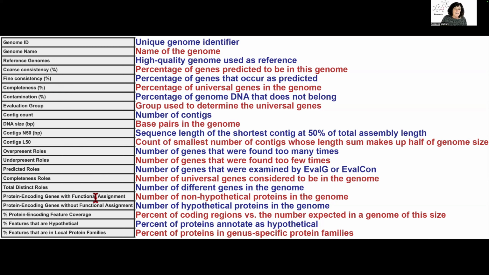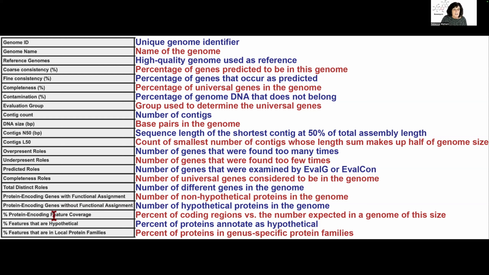Protein encoding genes with a functional assignment, those are the number of genes that have an actual name that is not hypothetical. We are sort of figuring out what those genes do. If they're called hypothetical, we're not sure, one, if they do anything, and two, if they're even ever annotated. Protein encoding genes without functional assignment, those are the number of hypothetical proteins.